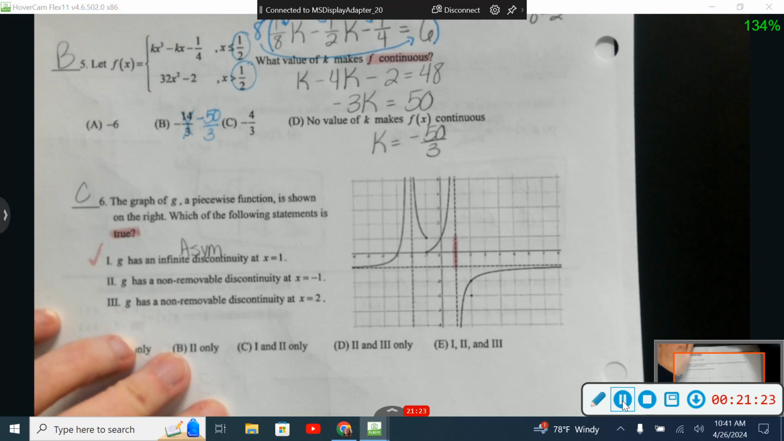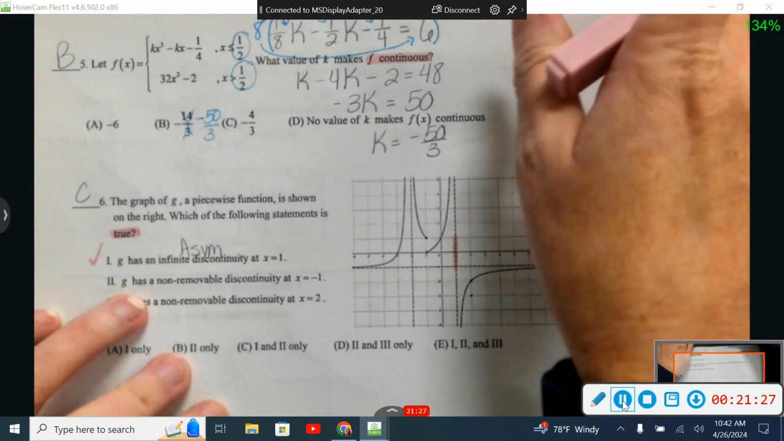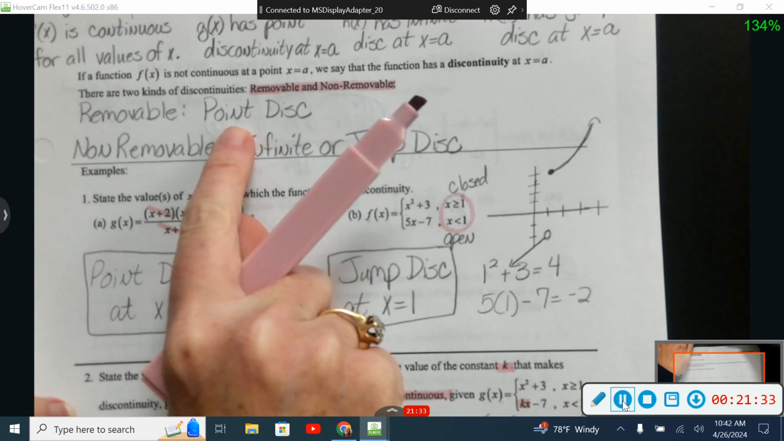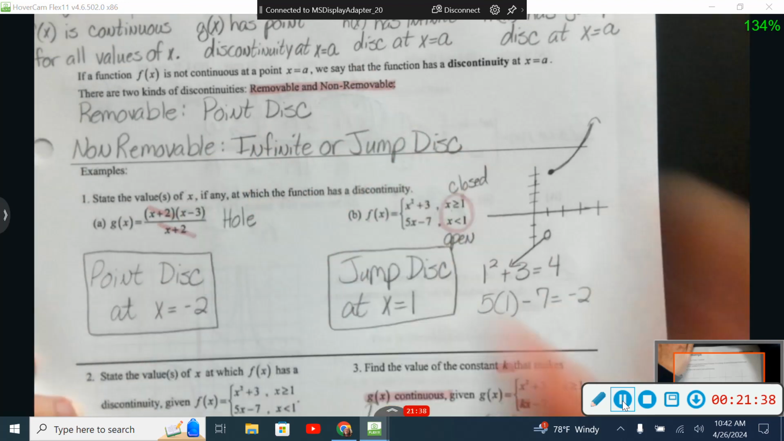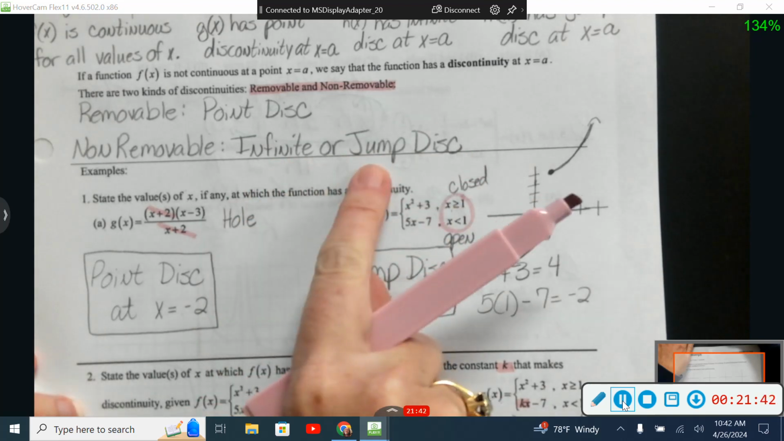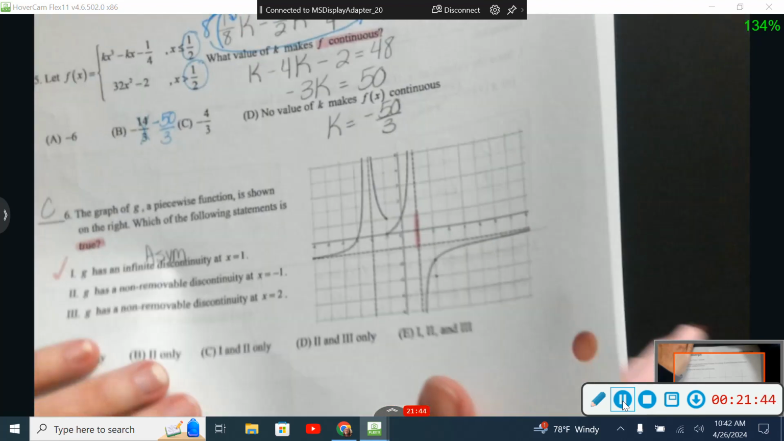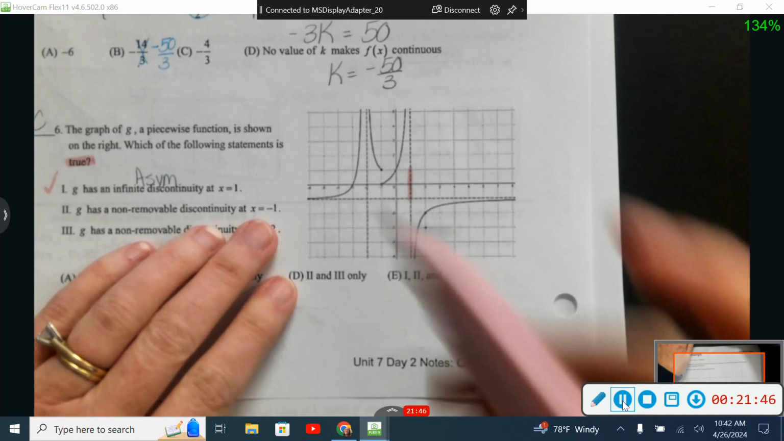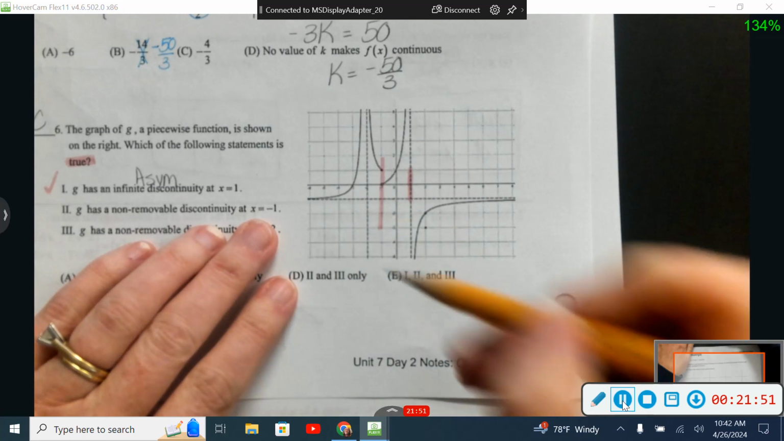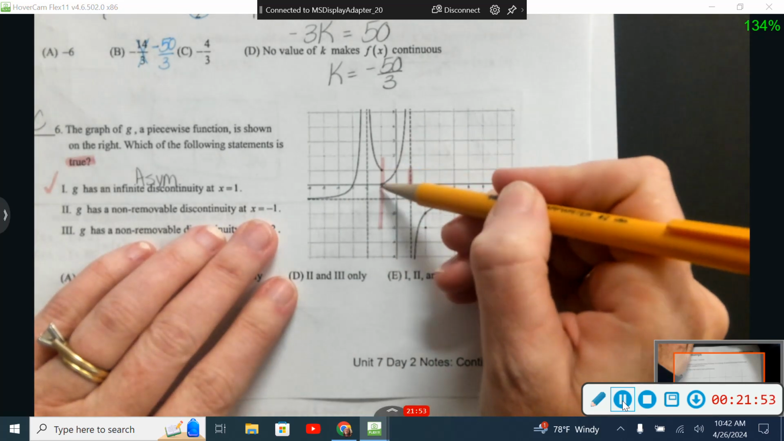Good. Okay, on number 2, it asks me if we have removable discontinuity where x is equal to -1. Removable discontinuity is asking if it has a point discontinuity. I'm sorry, this one's asking about non-removable. Non-removable means that we're talking about an infinite or a jump discontinuity. So back over here at x equals -1, right there, I do have a jump in my graph.